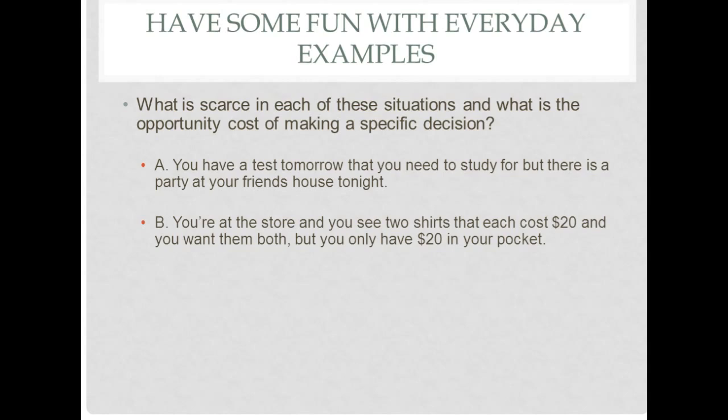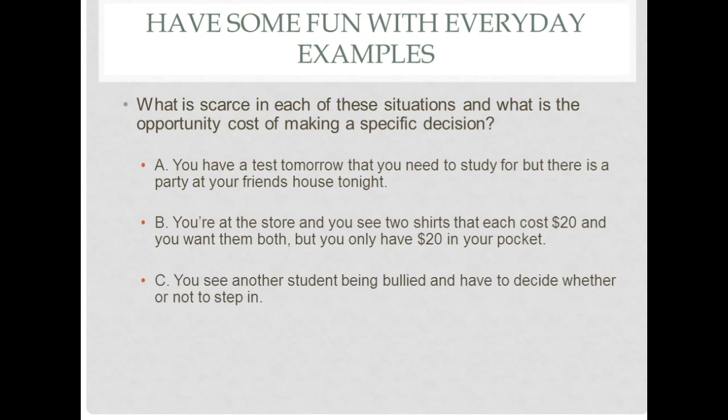Or you might end up at the store and see two shirts that each cost $20 and you want them both, but you only have $20 in your pocket. Again, what's scarce in this situation? Well, what's scarce is money. You don't have enough of it. So you have to make a decision. And the opportunity cost of choosing one shirt would be not getting the other shirt.